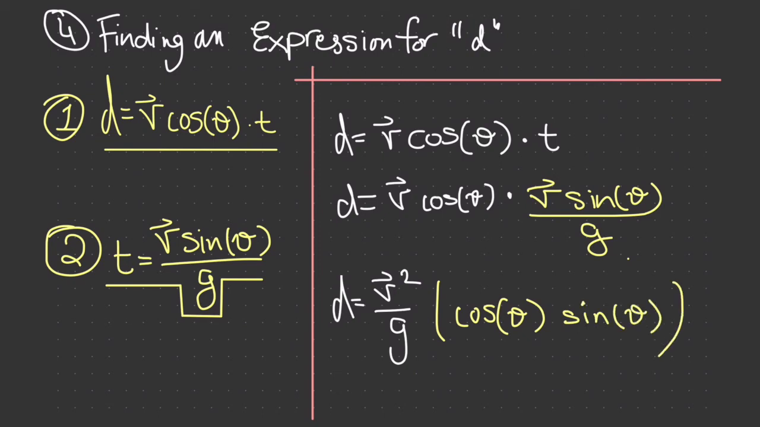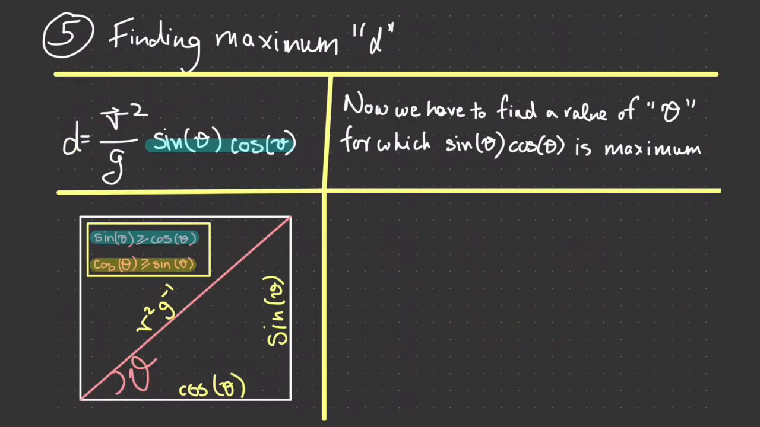Now this is where our actual proof comes in, because now we have an expression for which we can try to maximize d. So we want d to be the biggest it can actually be. And in order to do that, we need to ensure that this cosine theta and sine theta, their product, is always maximum. We know that we have this expression and we want to maximize this. Now we have to find a value of theta for which sine theta into cosine theta is maximum.